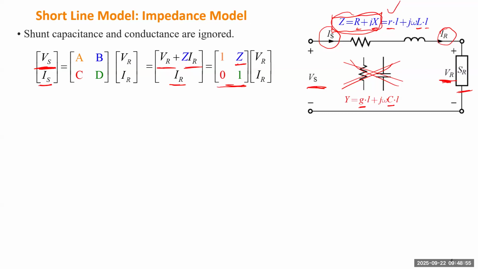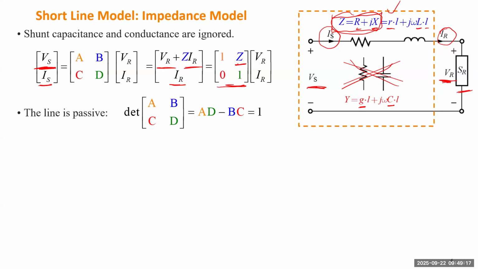That's the total impedance of the line. The line is passive, right? Because if you calculate the determinant of this triangular matrix with only ones on the diagonal, it will be 1.